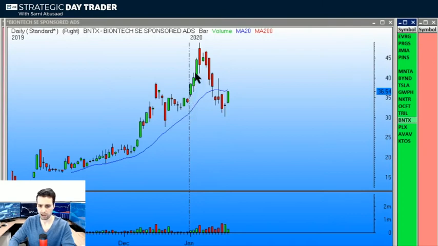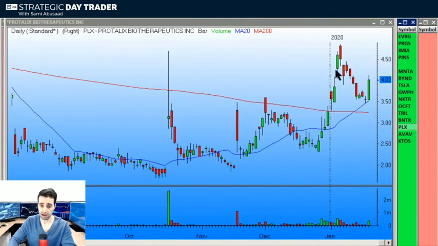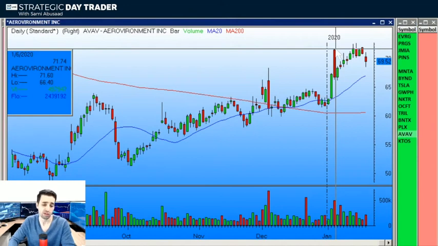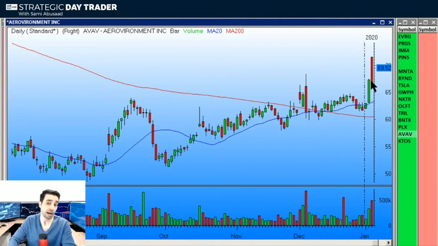BNTX, look at this, up and then a gap up. That's novice. PLX, up and then a gap up. That's novice. AVAV, look at this, big green bar and then a gap up the next day. That's novice. Again, some people might argue that this is just off the 20, and I would say you would have a point. Yes, you have a point.